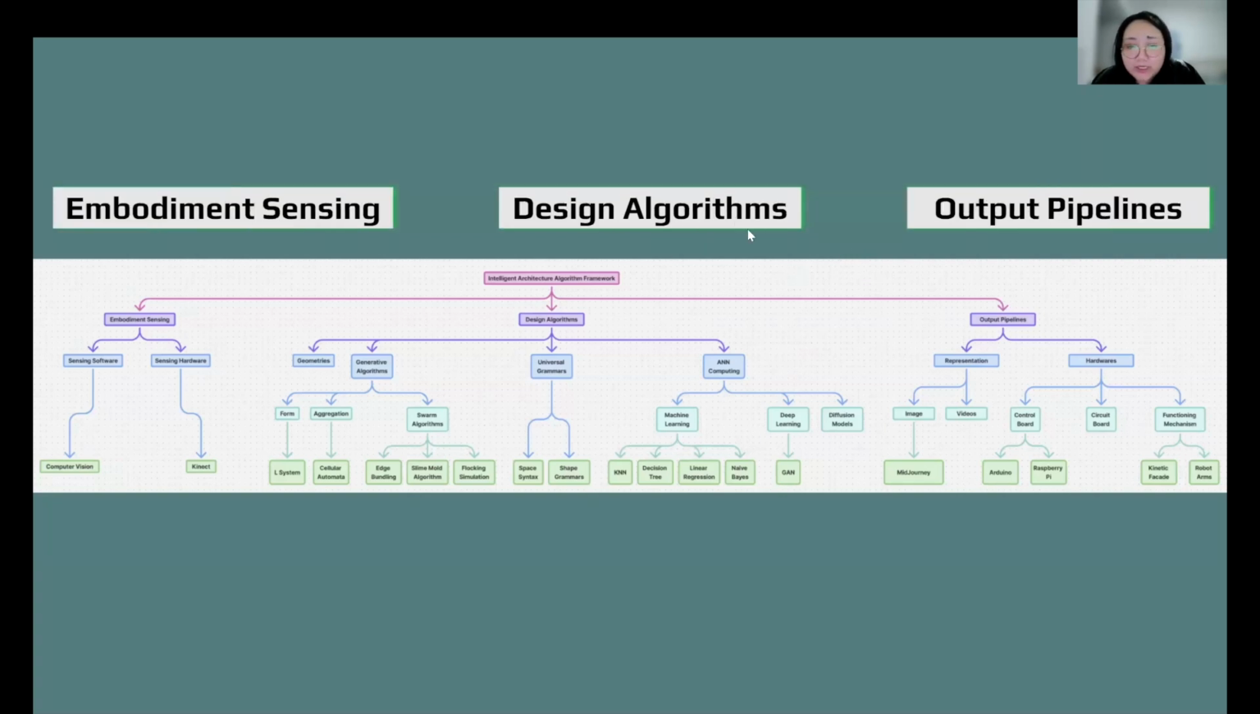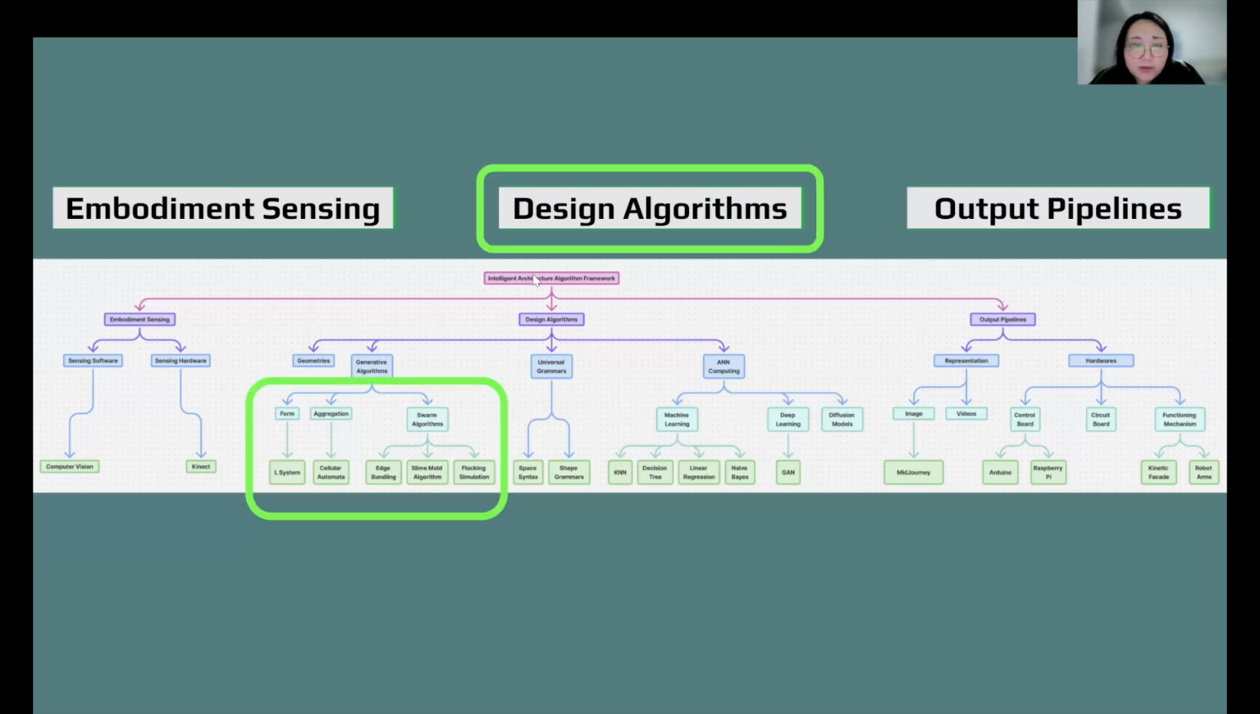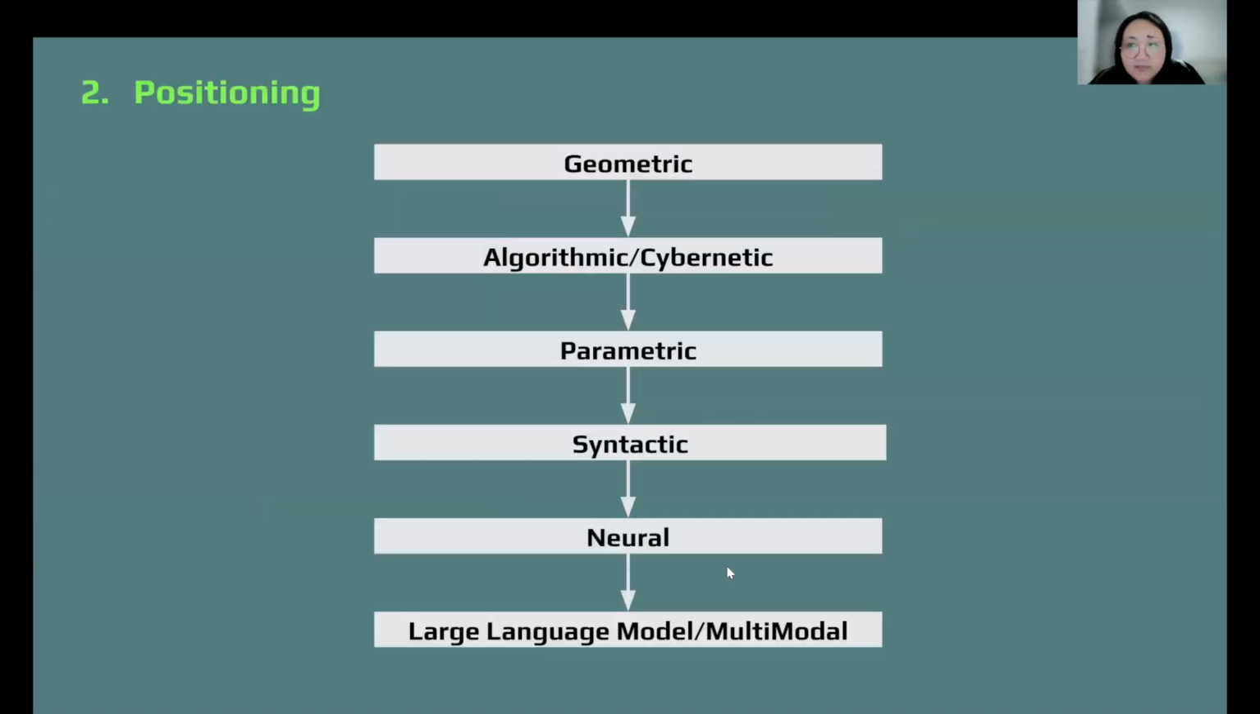If we break it into parts, it will consist of embodied sensing, design algorithms, and some output pipelines. And today we'll be mainly focusing on the design algorithms, so the generative algorithms part.